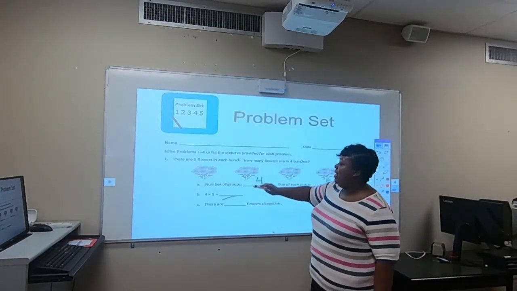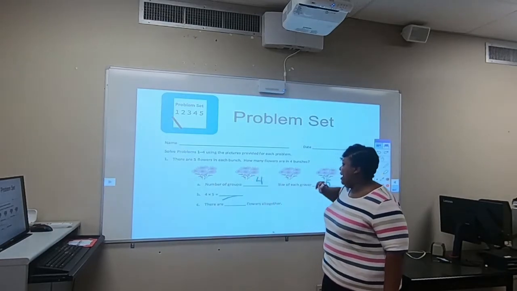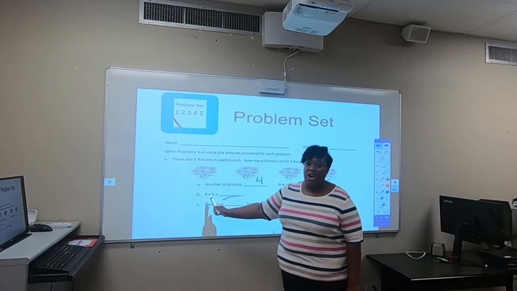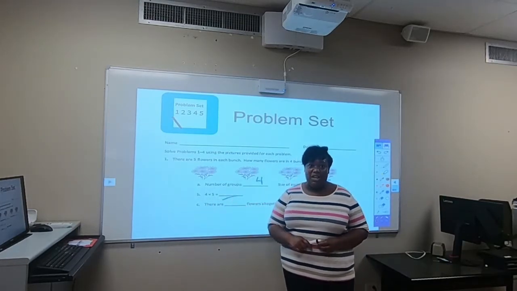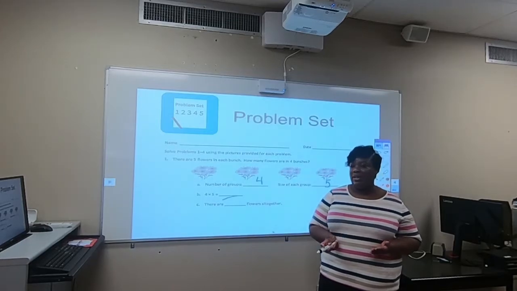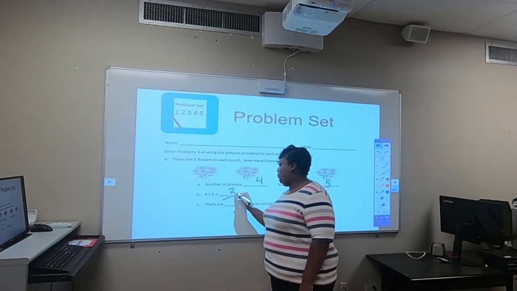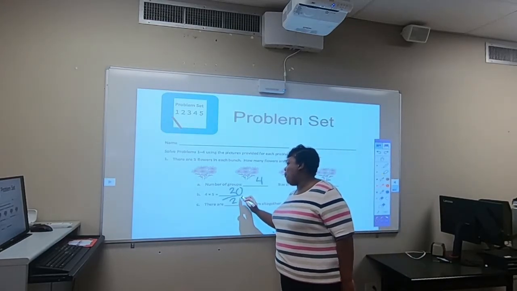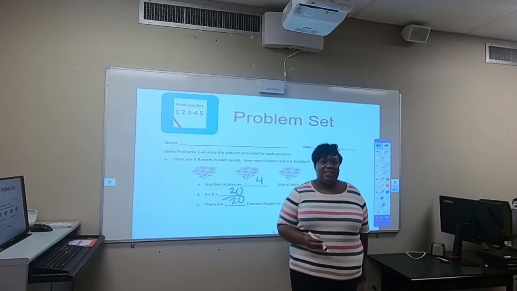So let's do that. 5, 10, 15, 20. So remember I told you the number of groups times the size of each group equals the total. And what was our total? We just counted it. It was 20. So there are 20 flowers all together.